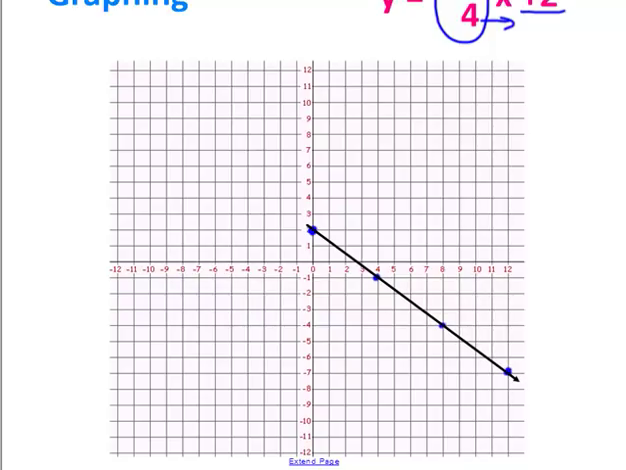And there is our line. Make sure you got an arrow on both ends, because it is a line, it will continue infinitely.